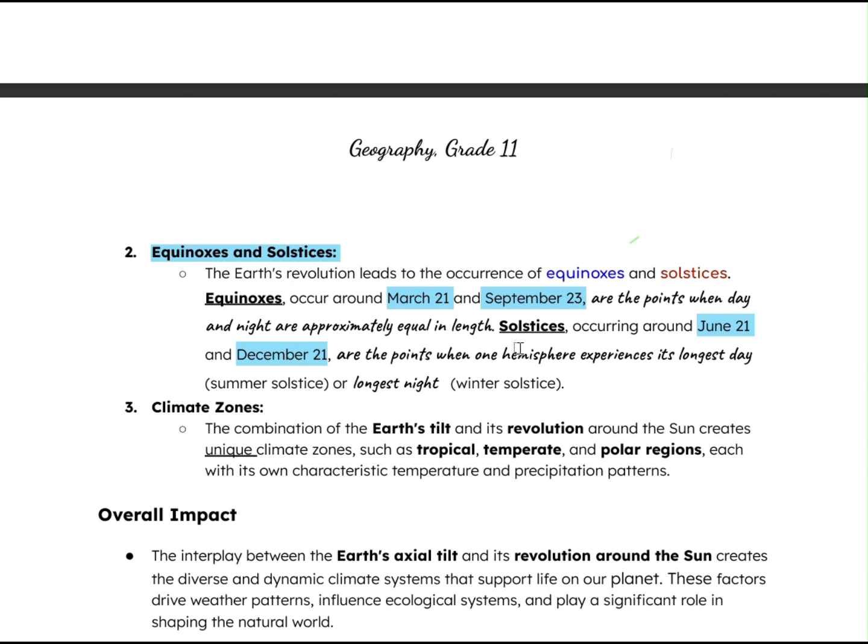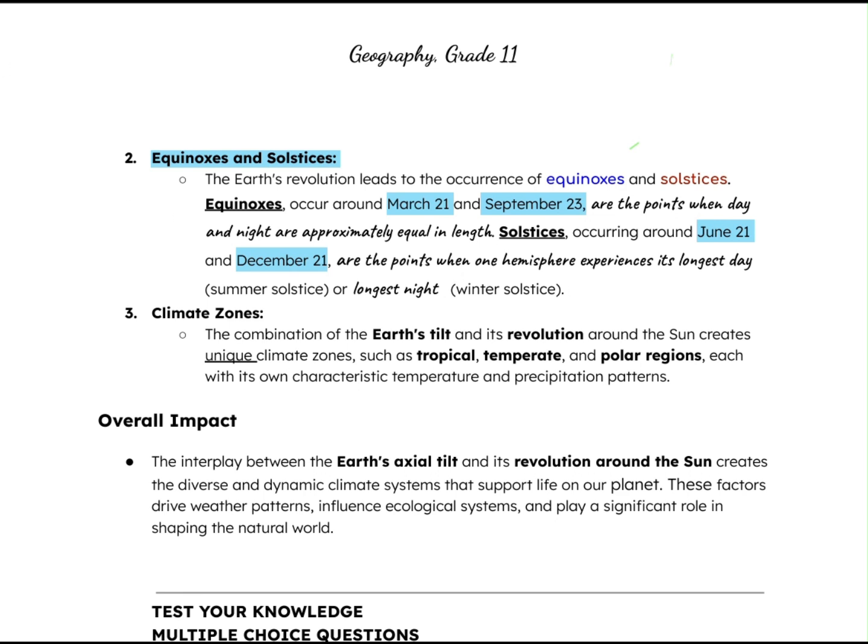So, in conclusion, or in summary, solstices are when one hemisphere experiences the longest day, or the longest night. That happens around 21 June and 21 December. Whereas equinoxes are points where the night, as well as the day, is approximately equal in length. So that's it.